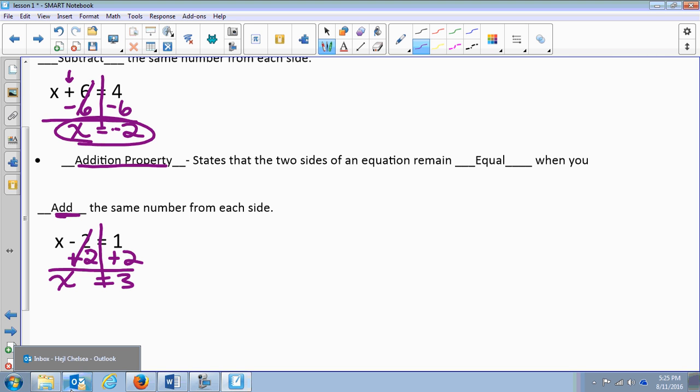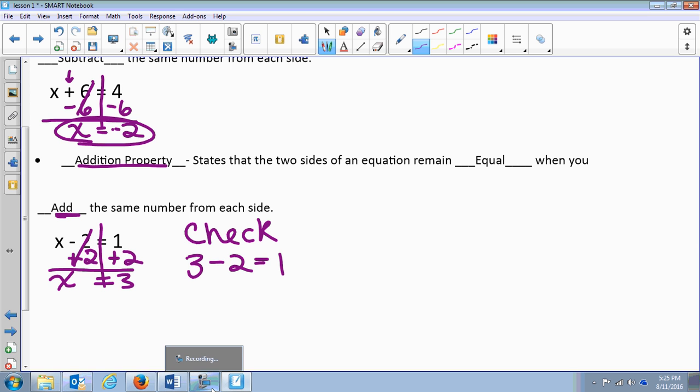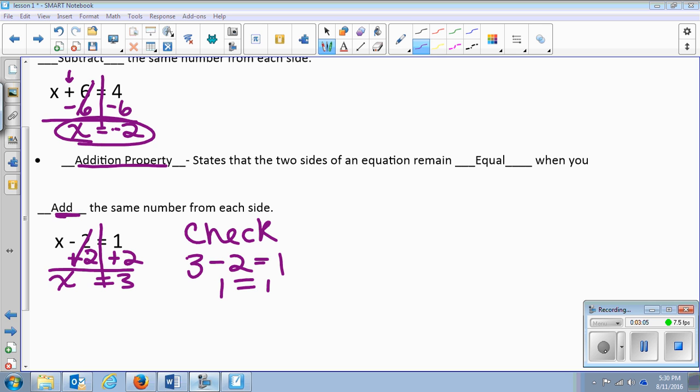Once I'm done, I can go back and check my answer to see if it's correct. So for example, if I check this, I plug 3 back in for x. I said x is equal to 3, so wherever I see an x, I'm going to plug in 3. Does 3 minus 2 equal 1? Yes. That is one thing I love about these problems, is you can always check it and make sure you got it correct. If you end up with the same answer at the end when you check it, you got the answer correct.